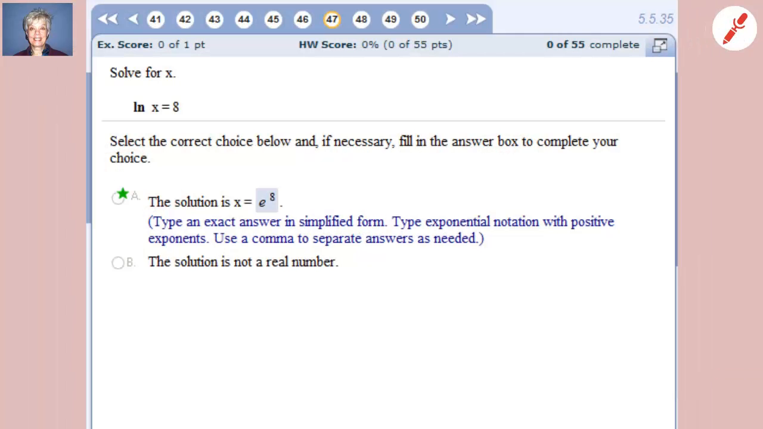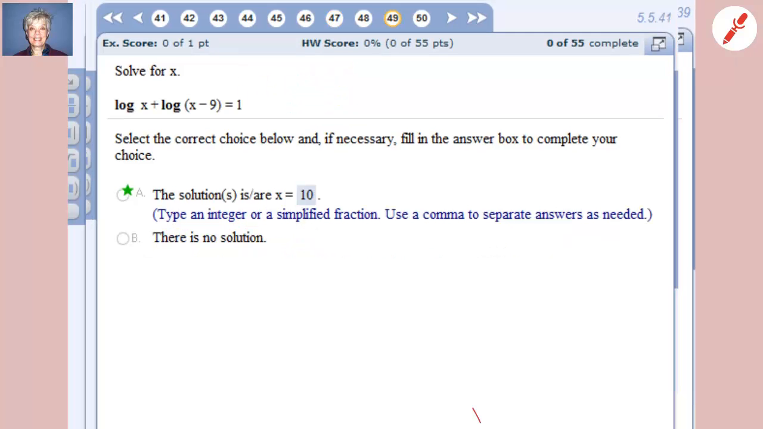Now we've got the ln of x equals 8. That means log base e of x equals 8. So by definition, x is e to the 8, which is their answer right there. You see, a logarithm really is an exponent. It's the exponent that the base e is raised to in order to equal x.